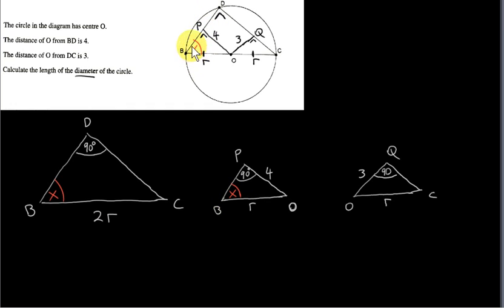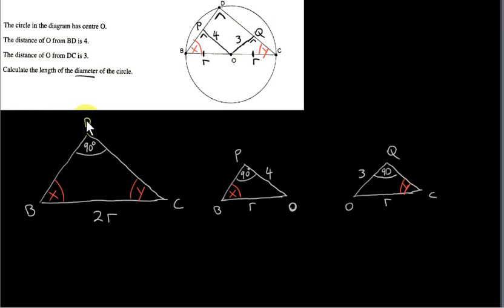Let's call this angle in here X. So here it is in the big triangle, and it's also part of this smaller triangle, PBO. You can see this side is R, and PO is 4. Let's call the angle here Y. So here it is in the big triangle DBC, and here it is in the smaller triangle QOC.